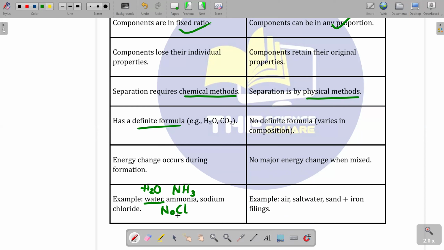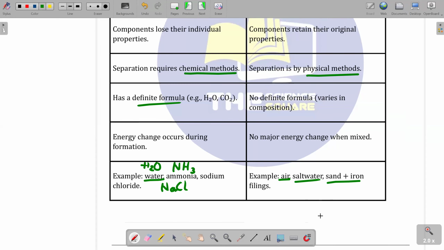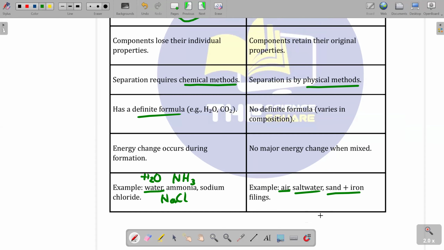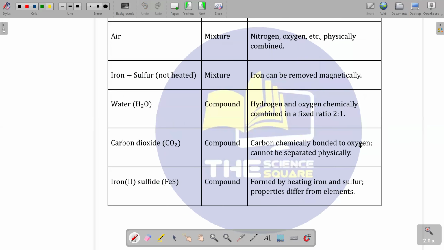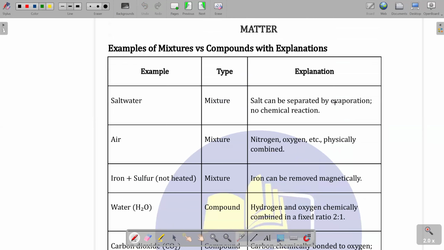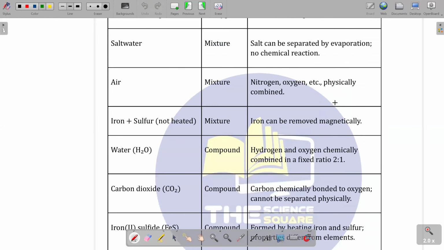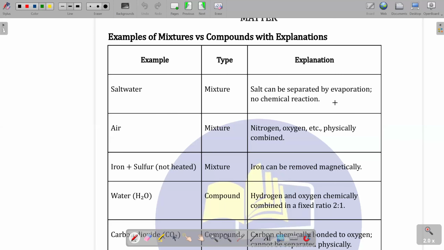While examples of mixtures: air is a mixture, salt water is a mixture containing salt and water, and sand and iron filings is also a mixture containing sand and iron filings. So these are some basic examples of mixtures. Now, we have explained this. Just to look a little bit deeper into mixtures and compounds, just to shed more light on that.